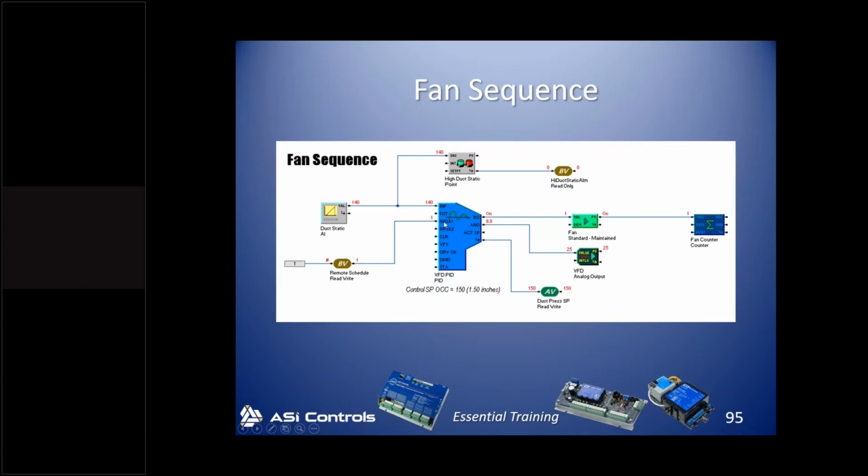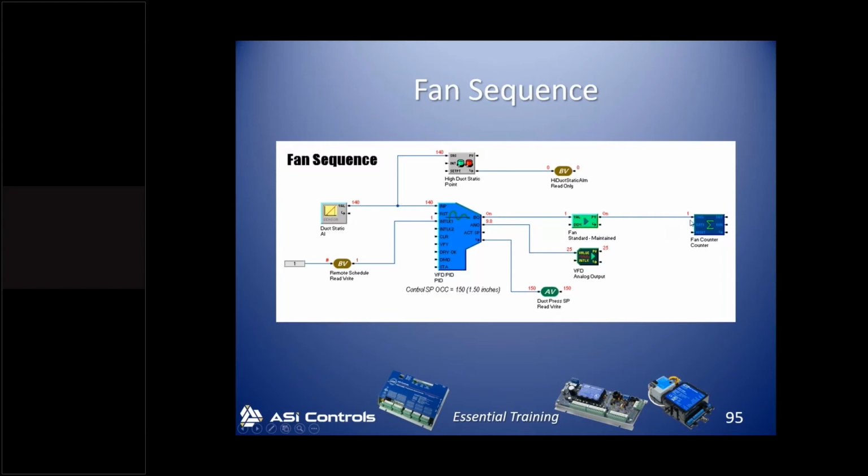So when the schedule's off, the PID essentially stops calculating. When the schedule turns on, then we'll look at the duct static pressure input, run it through a PID calculation to control the analog output. When the interlock is true, then the binary output from the PID icon will turn on, which will enable the fan. This analog value will let us change the static pressure set point from the front end.